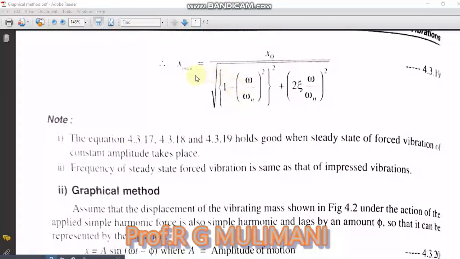In the last session, we derived the response of the system, that is X max is equal to X naught divided by square root of (1 minus omega by omega n) whole squared plus (2 zeta omega by omega n) whole squared, where X naught is the zero frequency amplitude, that is equal to F naught by k. Omega by omega n is the frequency ratio, where omega is the forcing frequency, omega n is the natural frequency of the system, and zeta is the damping ratio. In today's session, we will derive this response of the system, that is this equation, by the graphical method.